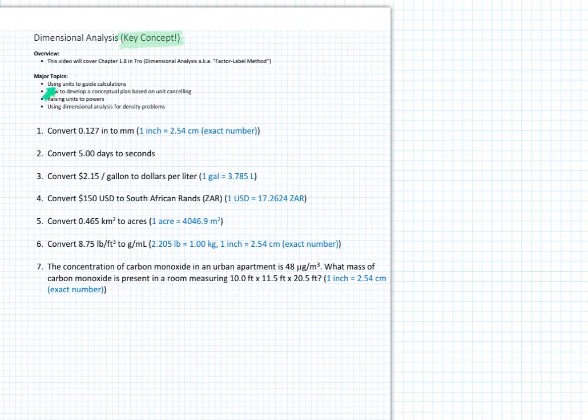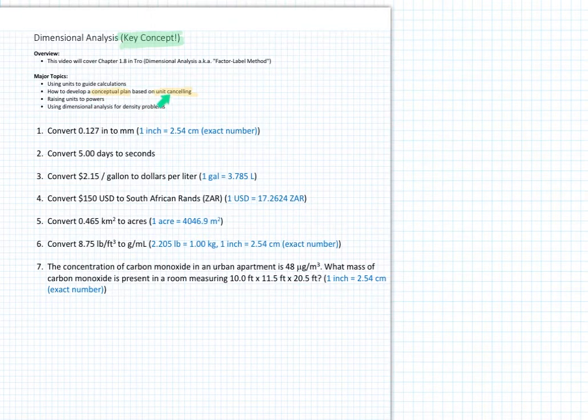So what we're going to do here is we're going to use our units to guide how we do these calculations, do these conversions, and I'll show you a technique or a trick for doing that. I want you, before you start typing numbers into your calculator, to try to develop some sort of conceptual plan based on unit canceling. So this is a really important idea. You want to sort of have a strategy when you look at these problems to figure out where you're going.